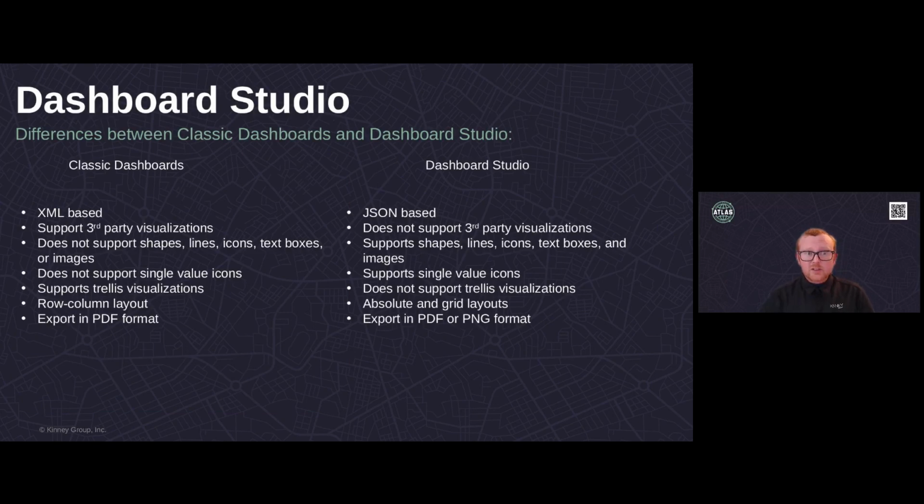And so a couple of the differences between Dashboard Classic and Dashboard Studio, like I mentioned, XML versus JSON based. Classic supports third-party visualizations, whereas right now Studio does not. And Studio supports using shapes, lines, icons, text boxes, and images within the dashboard, which is something Classic does not yet. Trellis visualizations are in Classic, not in Dashboard Studio yet. And like I mentioned, Classic dashboards have a little more rigid row-column layout, whereas in Dashboard Studio, you have two layouts to choose between, and I'll discuss those a little bit more in depth in a minute. But absolute and grid layouts allow for more flexibility.